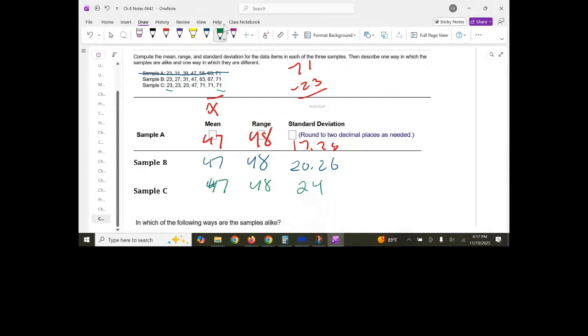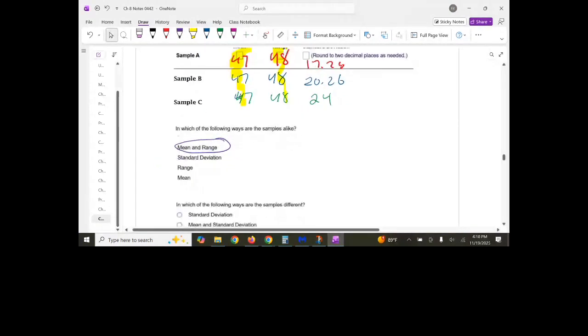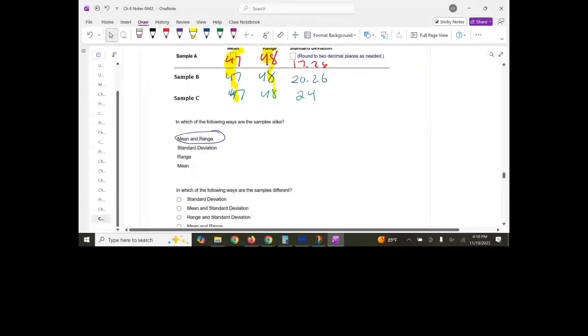All right. So y'all, now what we're going to do, we're going to come back and we're going to answer the questions. How are they alike? Which numbers were the same? Well, if you look at the numbers that are the same, they're the mean and the range, right? So we're going to say, look, they are the mean and the range. Okay. How were they different? Well, which number was different? My standard deviation, right?